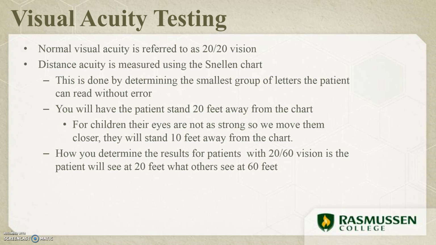For example, if we had a patient who reads 20/60, that means that the patient can read at 20 feet what other patients could read at 60 feet. Likewise, if we had a patient who read 20/30, they would read at 20 feet what others would see at 30.